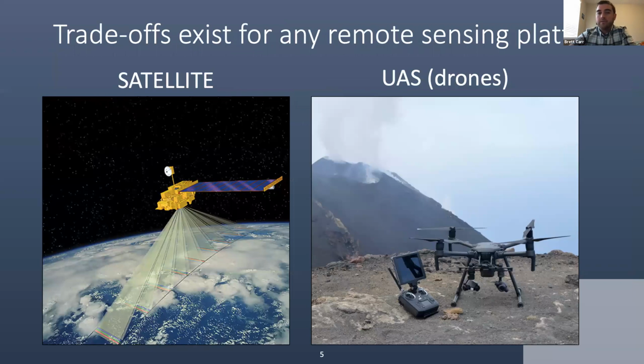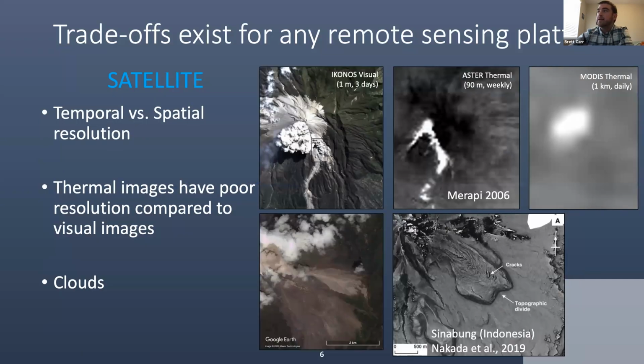As you know, for any data type, trade-offs exist for any type of remote sensing platform, and so I'll be talking about this in the context of satellite versus drones, because each has its advantages and disadvantages. First, with satellite, you generally have a big trade-off between your temporal and spatial resolution. The more frequently you have images, the lower the resolution is.